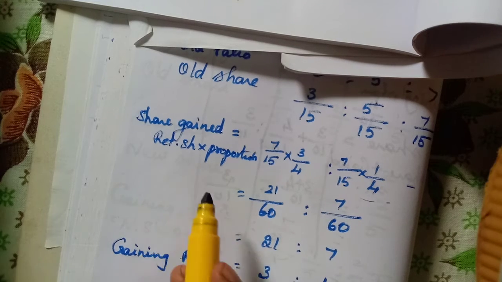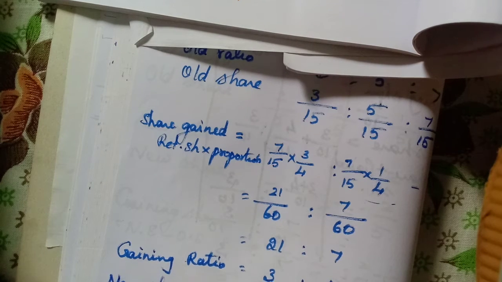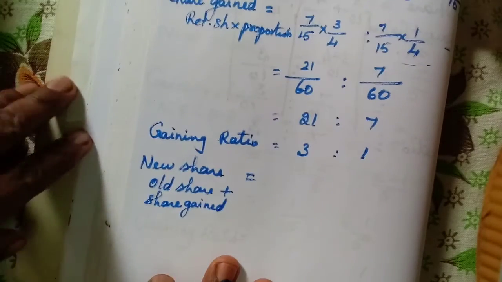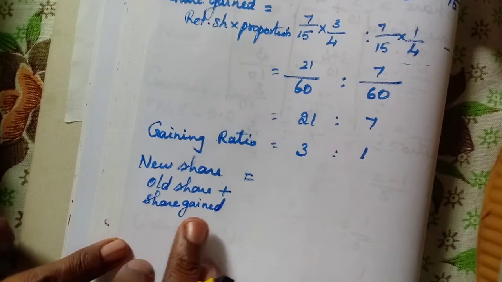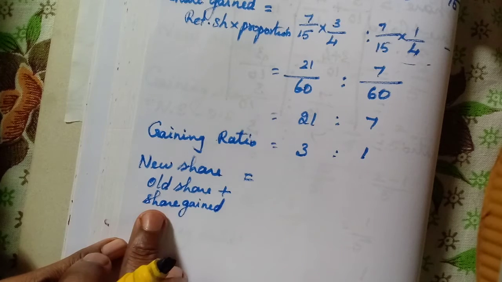Share gained only, gaining share. Okay. Next, new share. New share, what is the formula? Old share plus share gained. First, if you write, you have to write gaining share, old share, gaining share, or old share, then share gained.